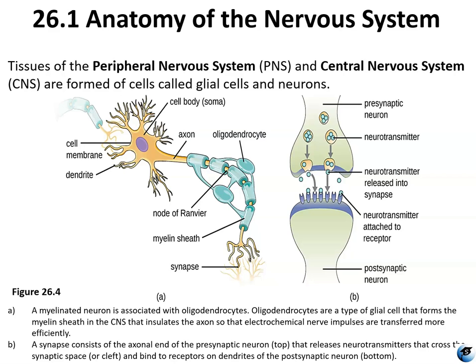A synapse consists of the axonal end of the presynaptic neuron, which is at the top here, that releases neurotransmitters that cross the synaptic space, or cleft, and bind to receptors on dendrites of the postsynaptic neuron, which is down here at the bottom.